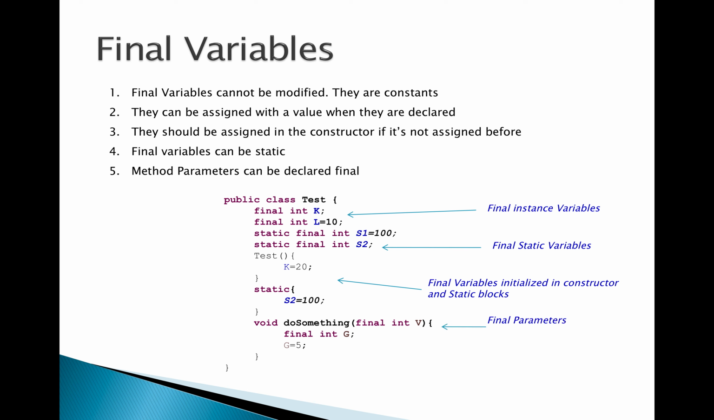So you can also have your final variable as parameters, which means that I cannot change the v value inside the block. And finally, you can have final variables as a local variable. That means I'm putting final inside a method. G is a local variable to do something, and you can still have a final variable, and you can assign it in the same statement, or you can do it in the next statement or any other statement, but it can be assigned only once.